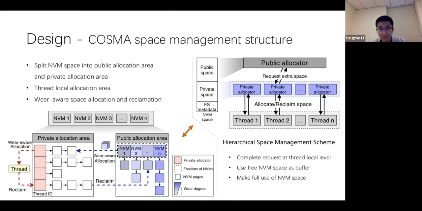For example, in the right figure, it is only necessary for thread 2 to request more space from the public allocation area when its private allocation area is insufficient. For other threads, all requests can be completed at the local level. Besides, it selectively chooses NVM for space allocation and reclamation to achieve wear leveling and load balance among NVMs.